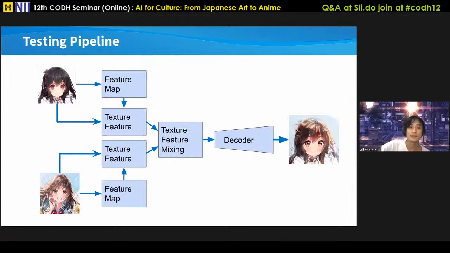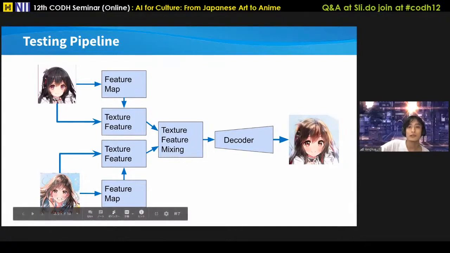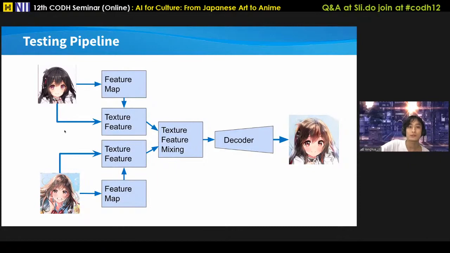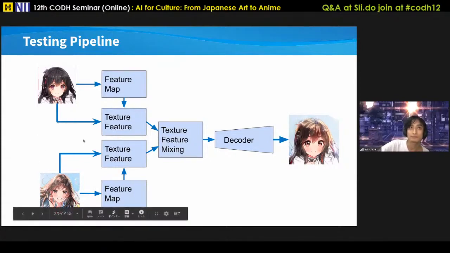In the test stage, we calculate the segmentation map and the texture map from two different inputs, mixing two texture maps according to the corresponding semantic regions. As you can see, the mixed anime girl on the right side looks the same as the upper left girl, but also has similar textures as the lower left girl.